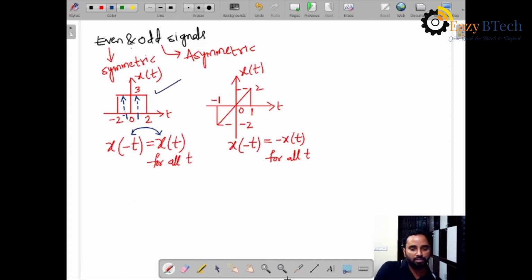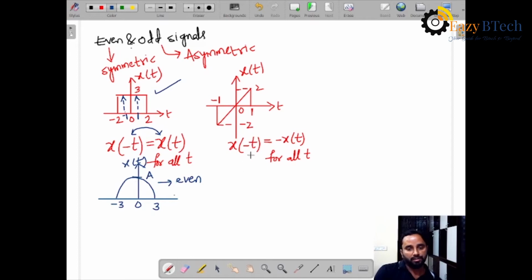And for another example, I can draw an even signal. This is also an even function. This is also an even function, right? So they are like this: x of minus t equal to x of t, even signal.